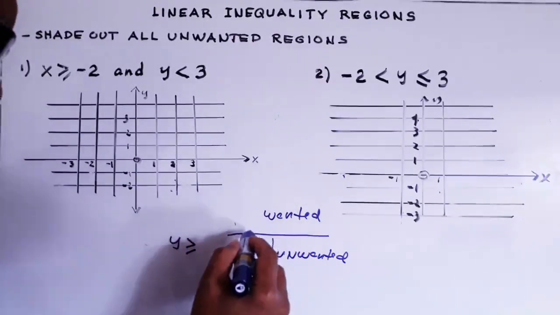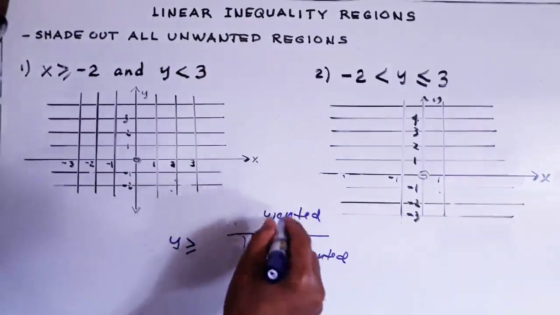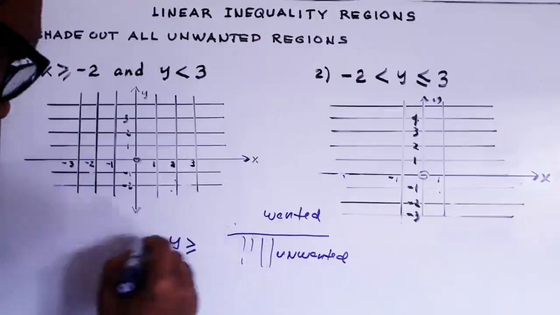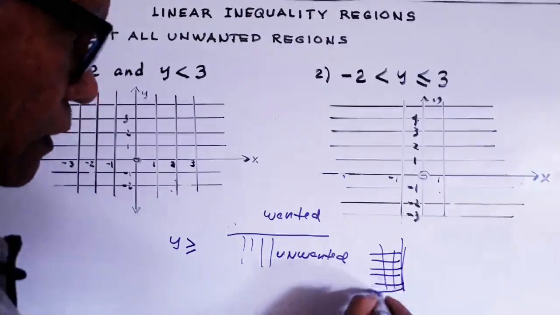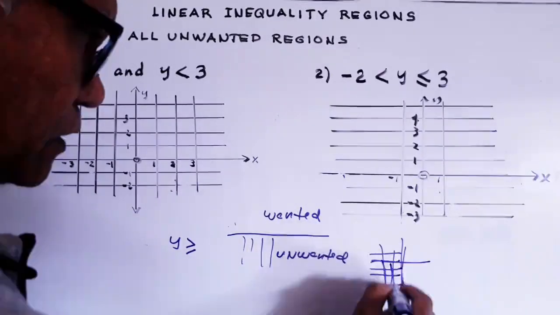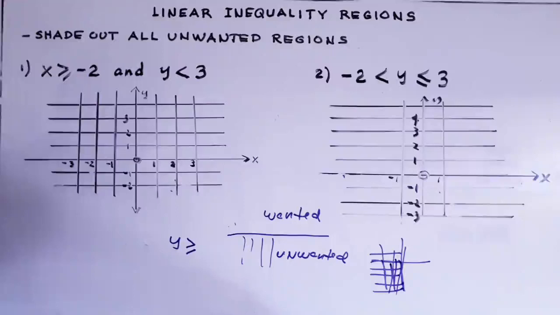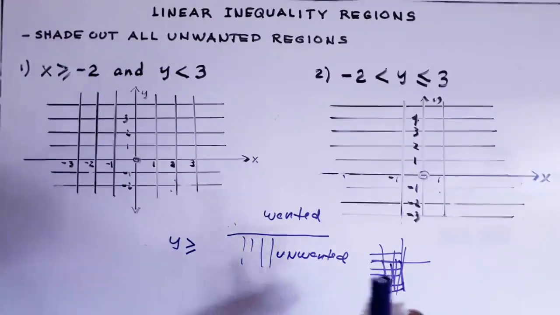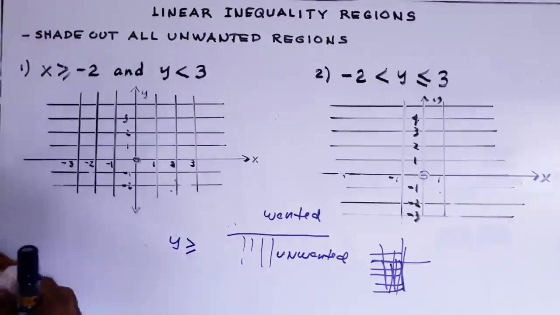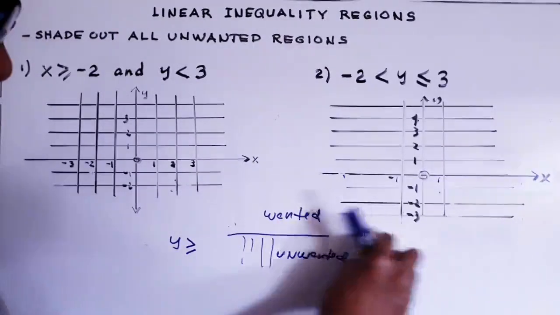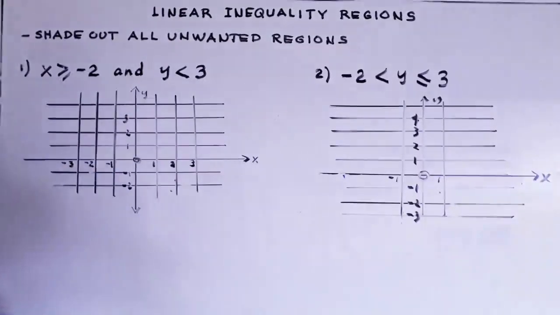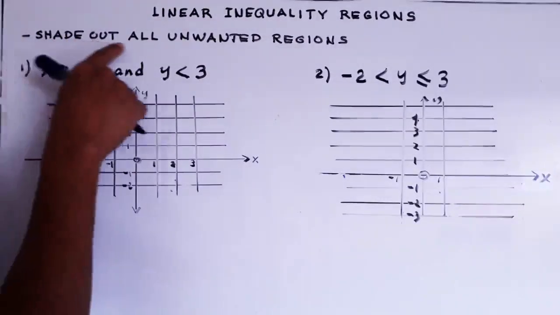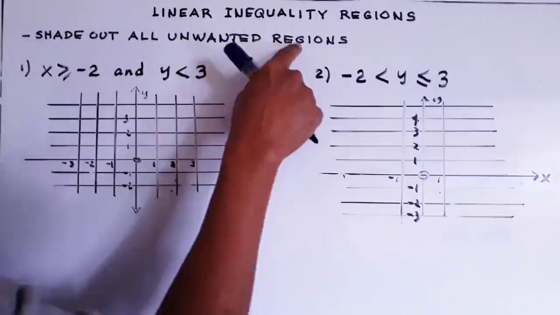Because if we are going to shade the wanted in this lesson, then we can have shading this one, and then you have another shade here, another shade. You see, it's not clean. It's better if we shade the unwanted, then our regions will be clean because there will be no lines except these lines here of the Cartesian system. Okay, let's start. So our instruction here is we are going to shade out all the unwanted regions, not the wanted.